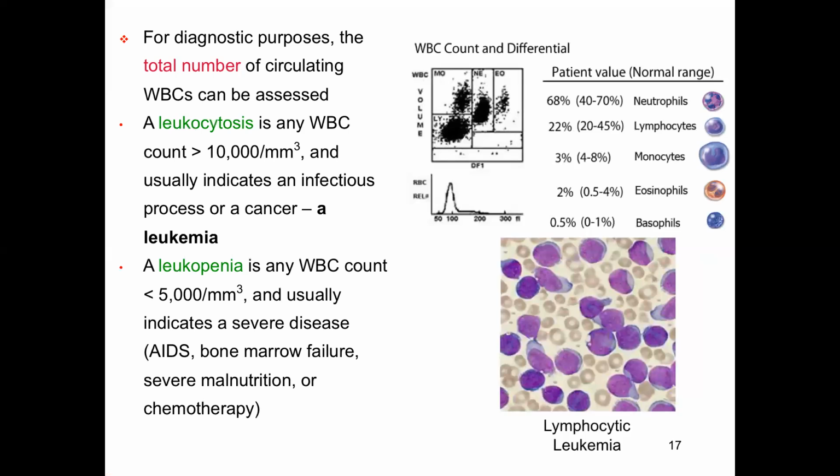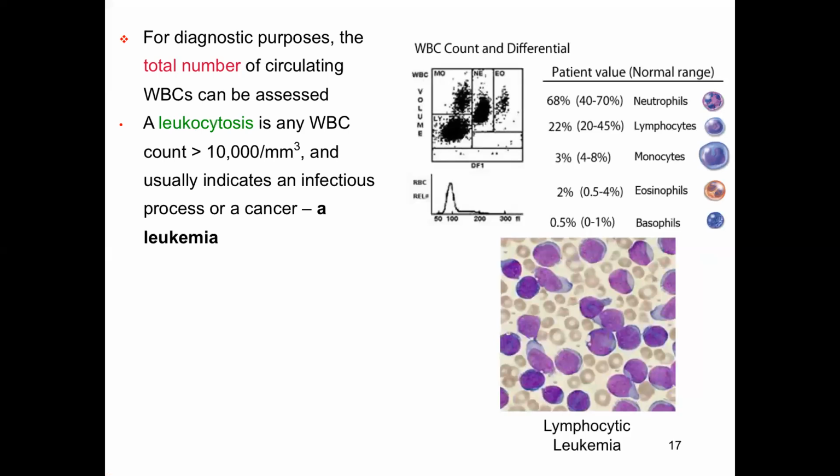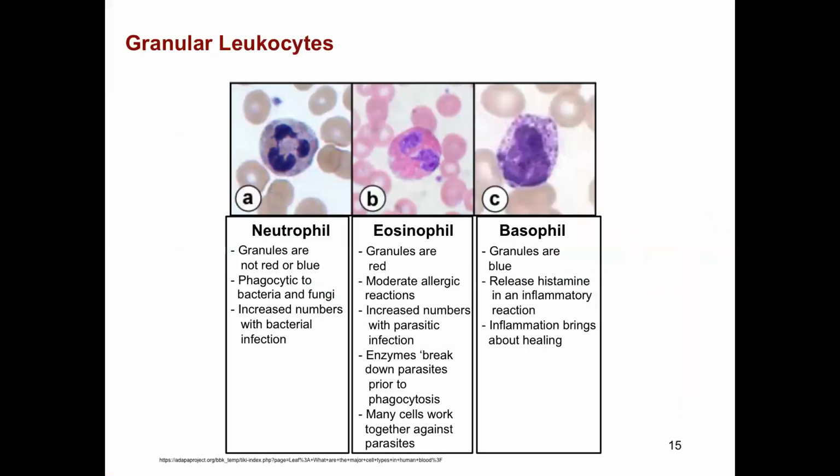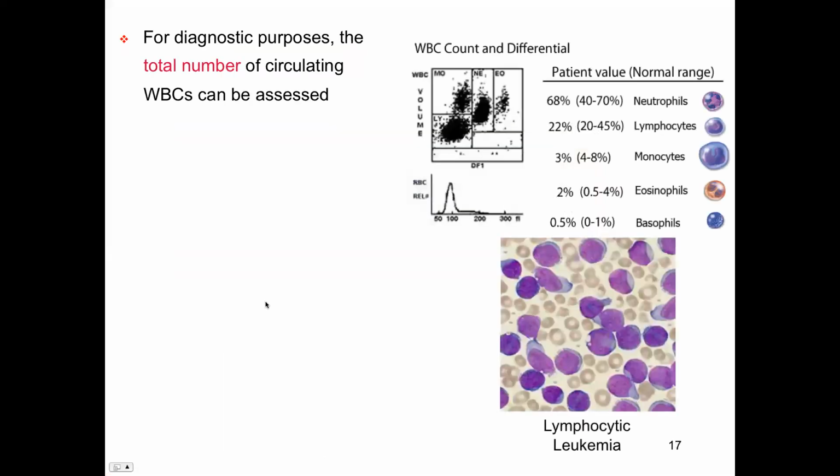Then if you have very low white blood cell count, that's called leukopenia, and that usually indicates some sort of catastrophic disease such as AIDS or bone marrow failure, sometimes severe malnutrition, and clearly chemo would do it as well. Now, the other thing is say you have a lot of eosinophils, for example. Let's go back. If you have a lot of eosinophils, well, that might indicate that you have a parasitic infection. Or if you have a lot of neutrophils, well, that might indicate some sort of bacterial infection. So that's the other thing that they'll look at, all right?